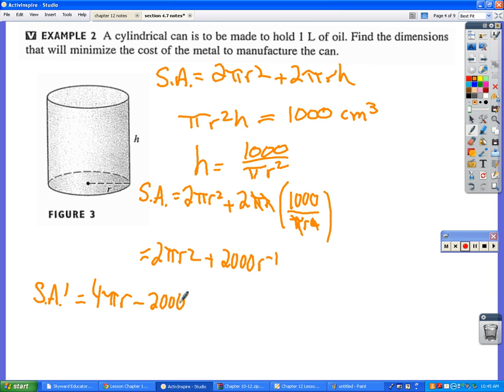Negative 2,000 r to the negative second. And now since we're going to do some algebra with this, I'm going to put that back on the bottom. Well, it saved us the time of doing the quotient rule. So, okay, what am I going to do with that? Set it equal to 0.